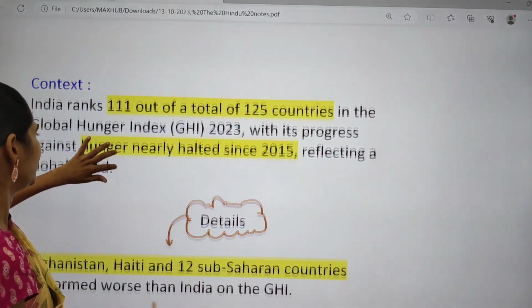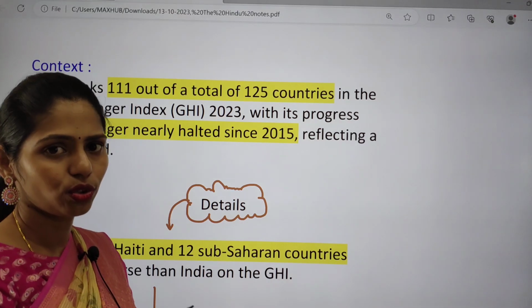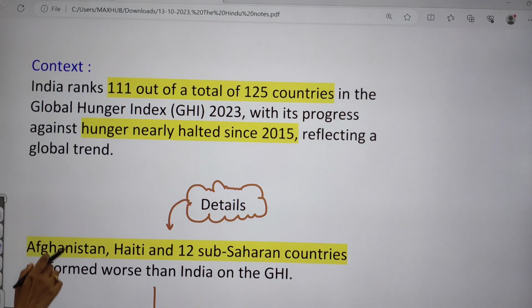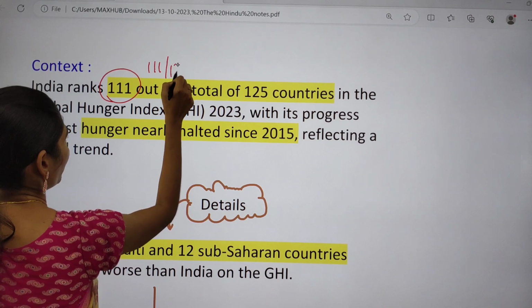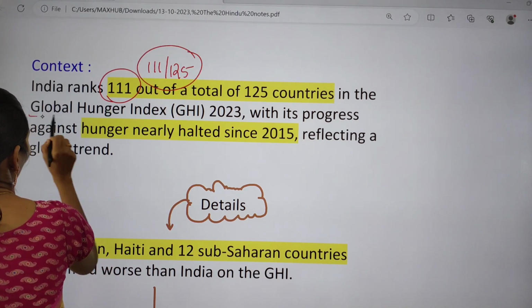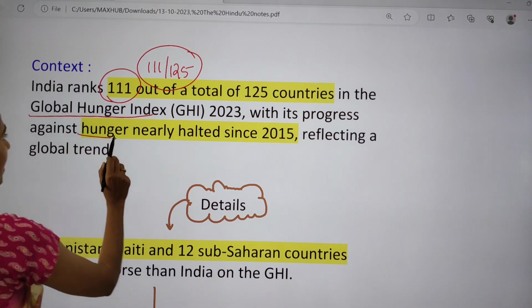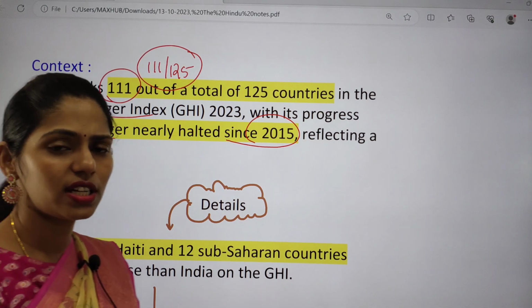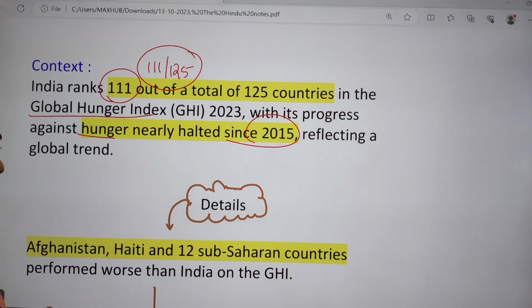So the first article is about the global hunger index, and it is most important. So please make a note of the data here in your data book. If you see the context, it says that India ranks 111 out of 125 countries in the global hunger index 2023, with its progress against hunger nearly halted since 2015. So since 2015 onwards, no progress is seen in this hunger index. This is the main thing said in this article.